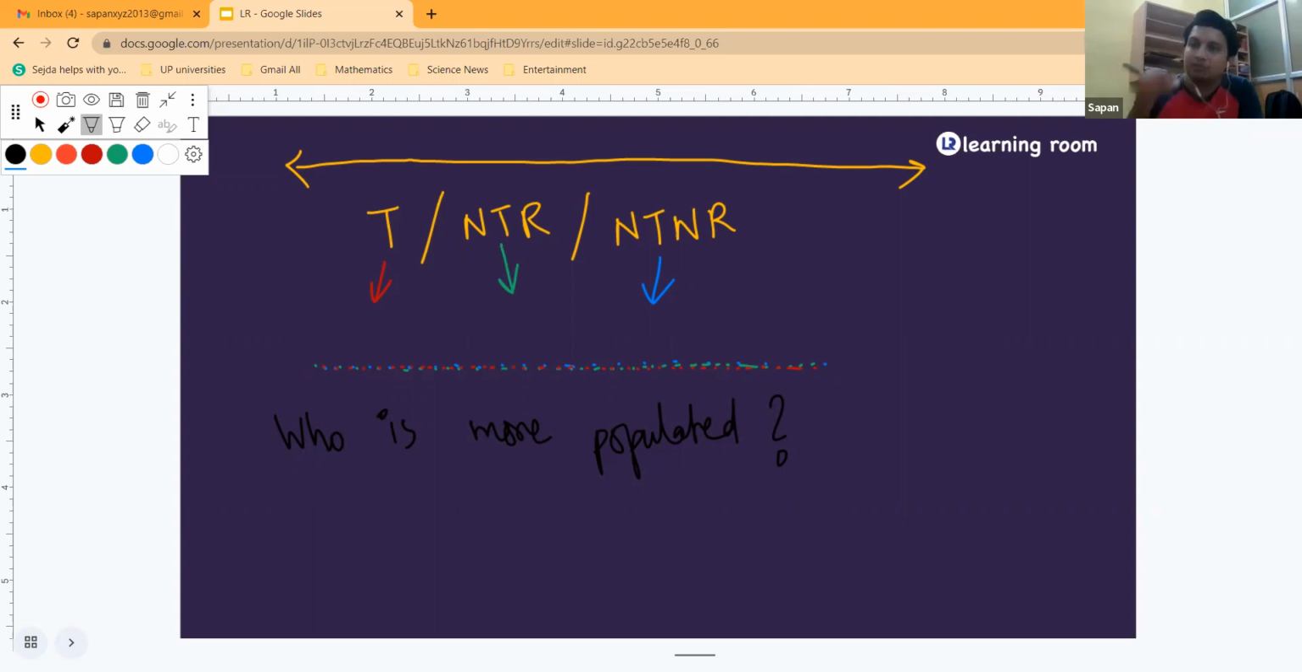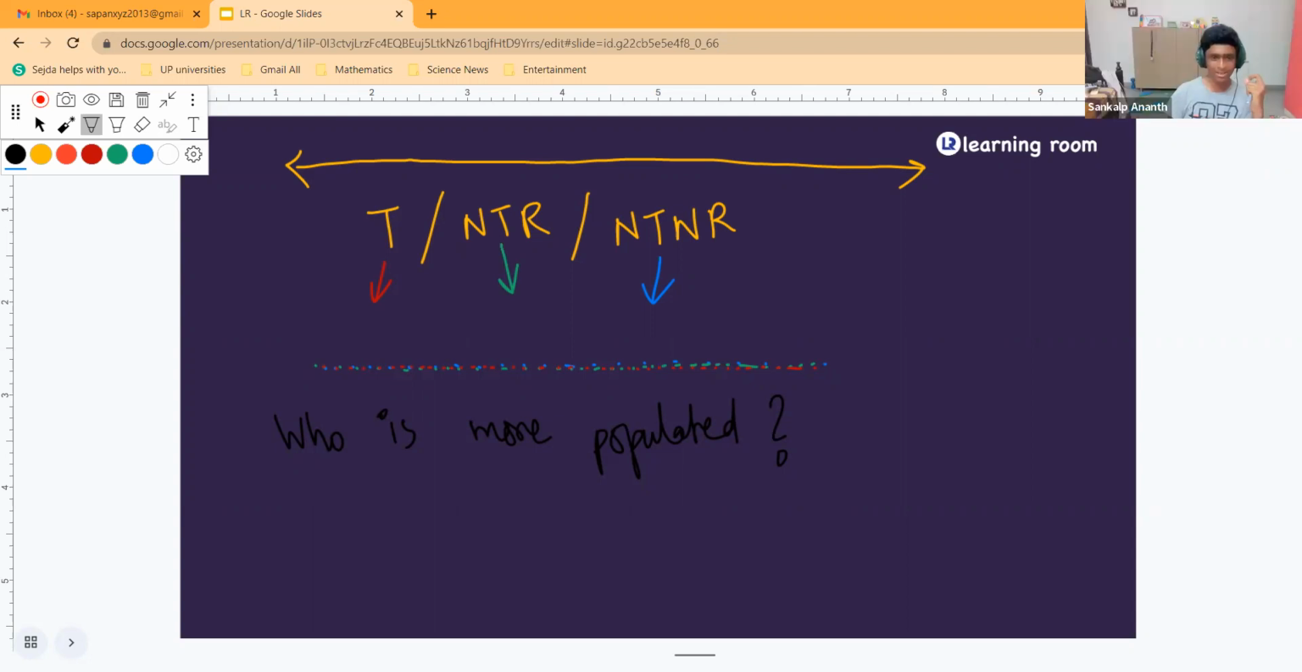Which color do you see the most? Do you see red the most? Do you see green the most? Or do you see blue the most? Probably blue. I think it's blue the most. Yeah, me too. Getting the point?